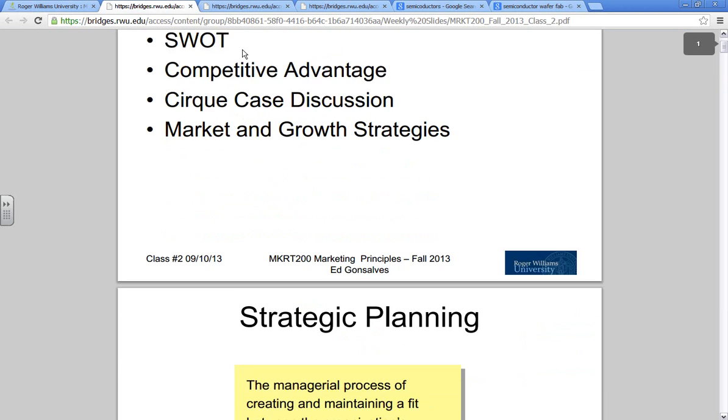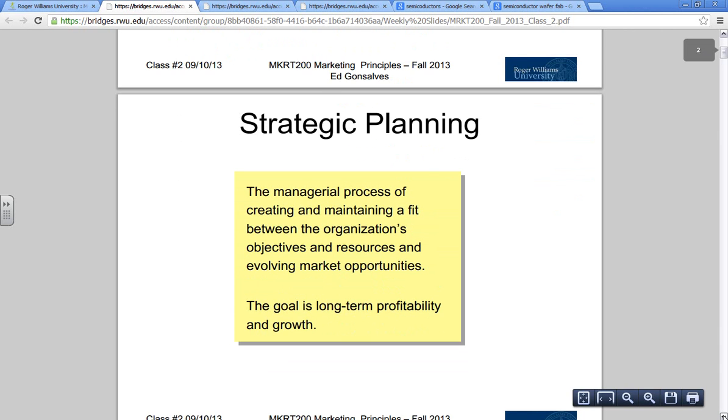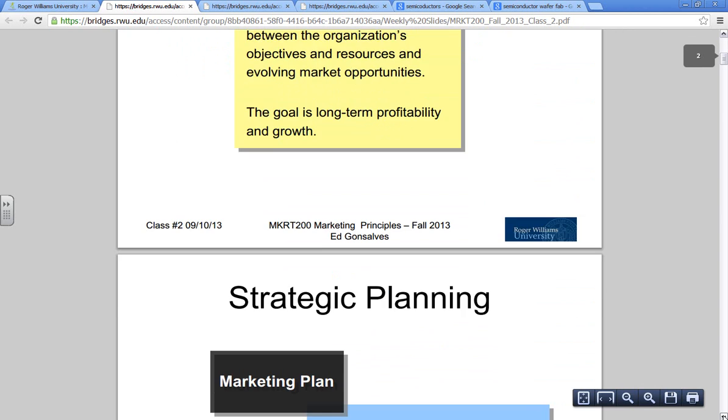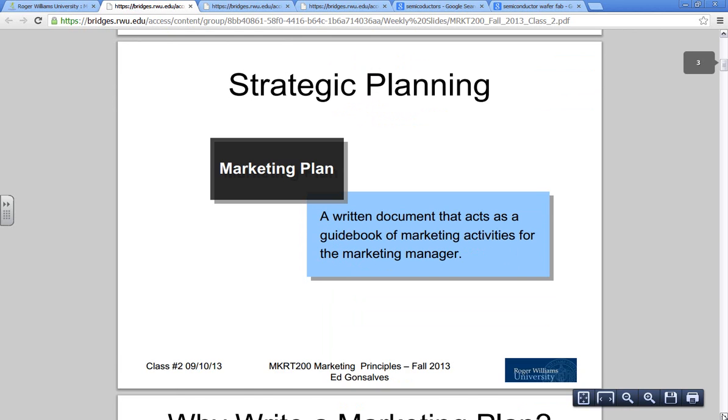So let's talk a little bit about strategic planning. It's a process that every organization and even individuals should go through, looking at what you're good at and seeing where you want to go. So any organization should have a plan. I would imagine that Roger Williams has a version of that. All companies need to have something in that regard. And a good part of a strategic plan is a marketing plan. It's always a written document, and it's put together by the organization to act as a guidepost for what companies are doing and should be doing.